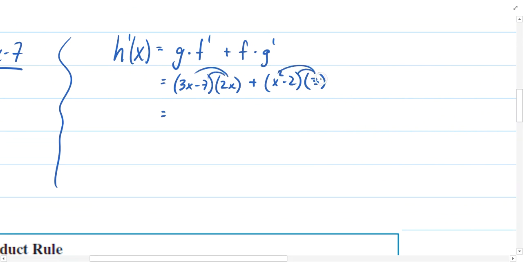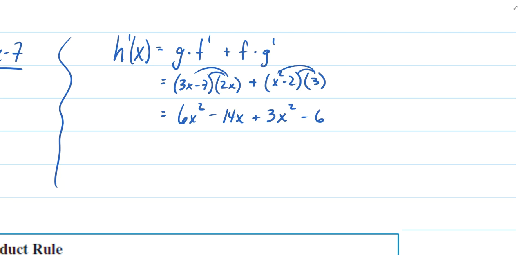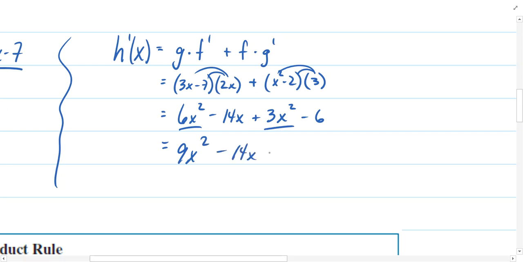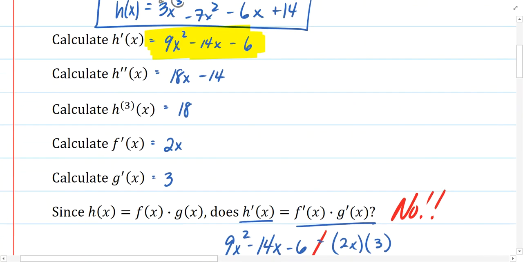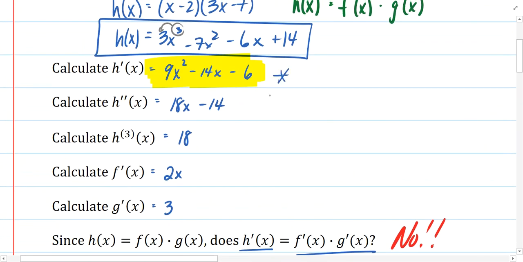And this result doesn't look like our answer from before just yet, but after we distribute, which is kind of awkward because the coefficients are at the tail end of the binomial. But again, after we distribute, we'll be left with 6x squared minus 14x plus 3x squared minus 6. And when we combine like terms and write in standard form, we end up with 9x squared minus 14x minus 6, which is the same result that we got all the way back here.